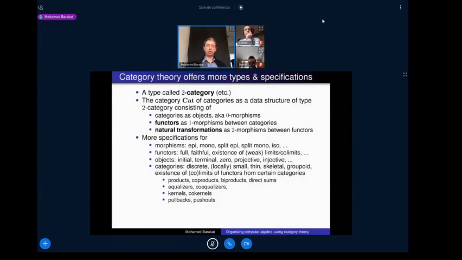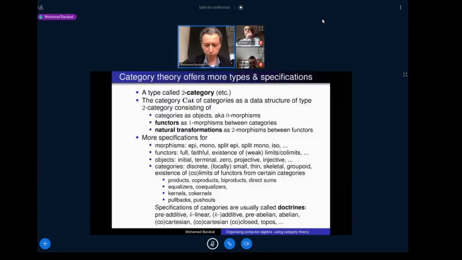I'll also say what is a direct sum. But also equalizers, co-equalizers. And if we have 0 objects, we can talk about kernels and co-kernels, pullbacks, push-outs. And specification of categories are usually called doctrines in the modern literature. And here are some of them. And I'll also use some of them in the talk.